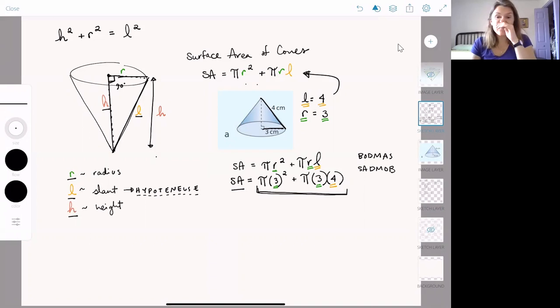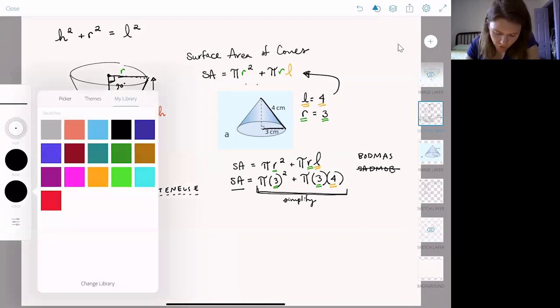Okay, so I have all of my values over here. I'm just simplifying. So I'm not trying to move things to the other side. I'm not trying to go in reverse order. I want to go in regular order. So I'm not going to use SADMOB. I'm going to use BODMAS.